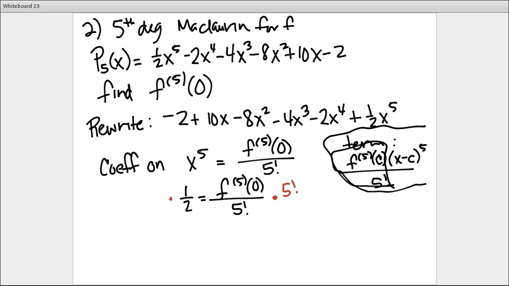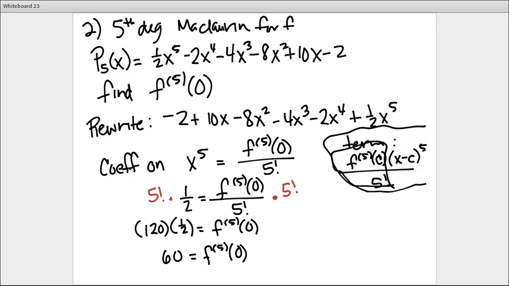So you just want to solve for the 5th derivative by multiplying both sides by 5 factorial. And 5 factorial is 5 times 4 times 3 times 2 times 1. So is that 120? 120 times 1/2 is going to equal the 5th derivative evaluated at 0, which means that it's 60. So 60 is your answer.